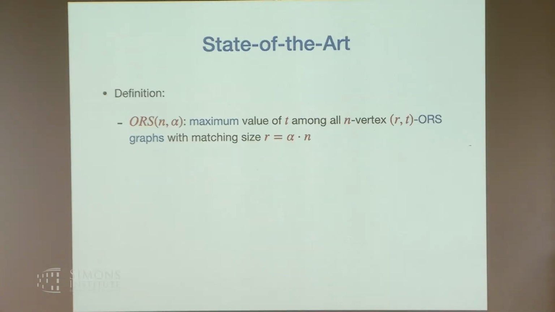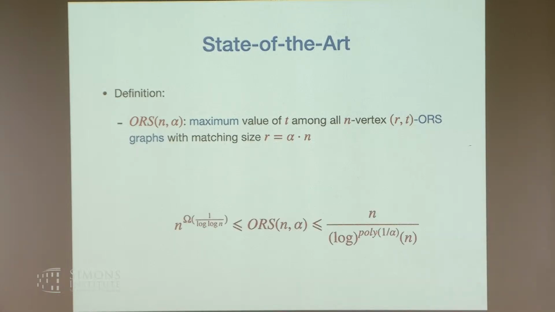What is the state of the art? Let me define this quantity. ORS of N and alpha is the largest number of these matchings T that you can get if you require the size of the induced matchings to be alpha times N. So we will later set alpha to be epsilon or some function of epsilon, which is a constant. And we want to say how many such matchings we can pack inside the graph. So does this definition make sense? This is very similar to the definition for RS. Now we just apply it to ORS.